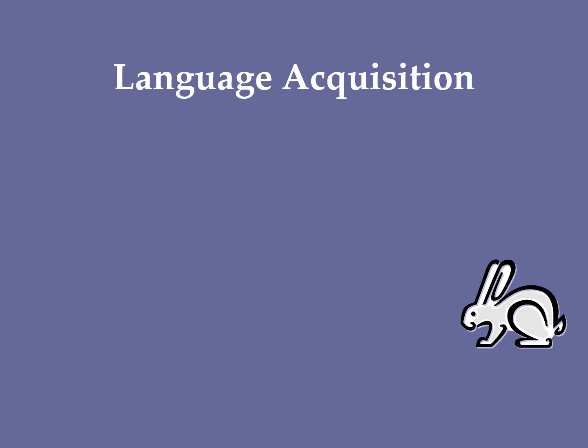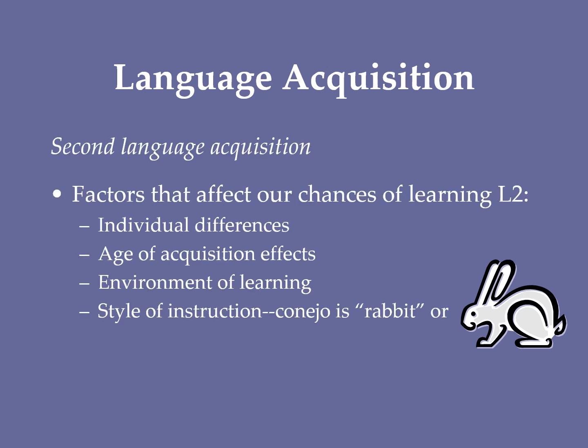So for second language acquisition, factors that affect our chances of learning our second language are individual differences. So that would be working memory span and the age of acquisition effects. So the time at which you began learning your second language, the environment of learning. So was it a classroom versus immersion style of instruction?